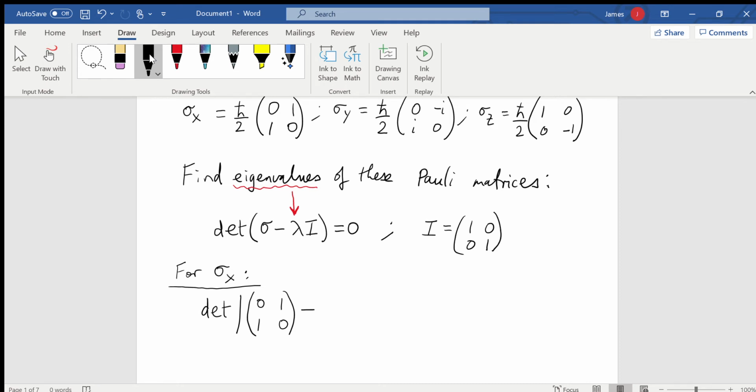If I multiply through by lambda I, then every time I have a 1 in my matrix and lambda hits it, I get lambda. So that just becomes the matrix lambda, 0, 0, lambda. Then I just subtract these two matrices inside the determinant, which I still haven't explained yet. I've got 0 minus lambda, which is just minus lambda. Then 1 minus 0, which is just 1. Then 1 minus 0, which is just 1. And 0 minus lambda, which is minus lambda.